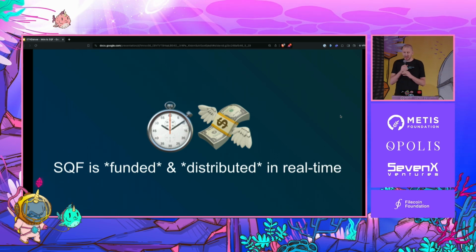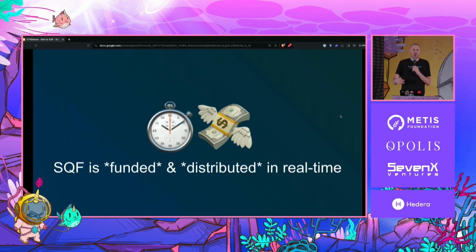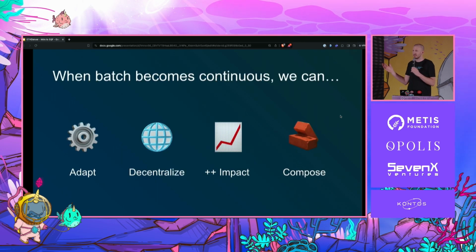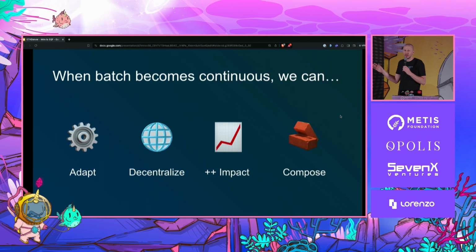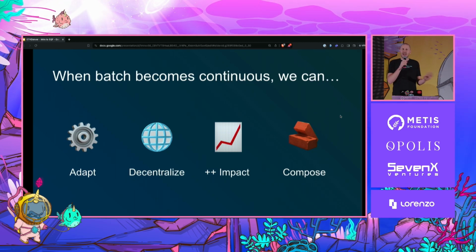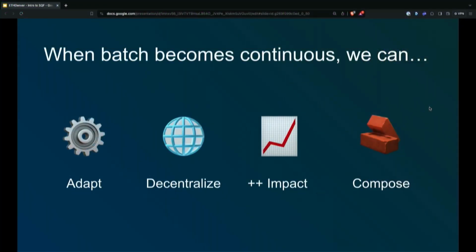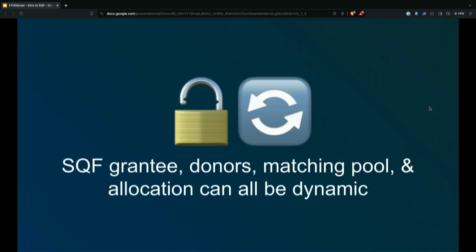Effectively, what this ends up creating is a series of micro quadratic funding rounds run each second, funded and distributed each second. And it really changes the whole dynamic of quadratic funding rounds. It's not just faster. It is faster, but the continuous nature just really changes the dynamics across the board, and it becomes something totally different. And so there's a whole bunch of benefits. We'll cover a few here.